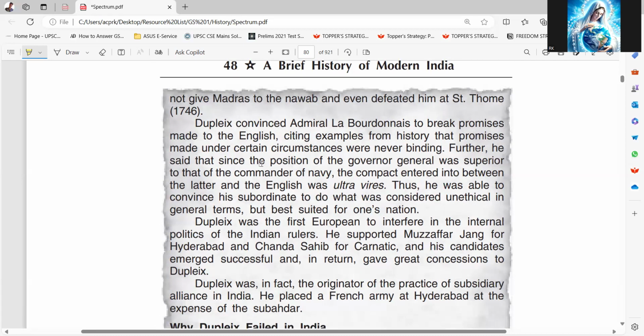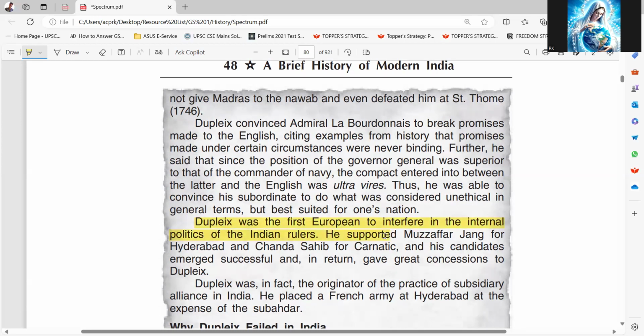Further, he said that since the position of the Governor General was superior to that of the Commander of the Navy, the combat entered into between the latter and the English was ultra vires. Thus, he was able to convince his subordinate to do what was considered unethical in general terms, but best suited for one's nation. Dupleix was the first European to interfere in internal politics of the Indian rulers.